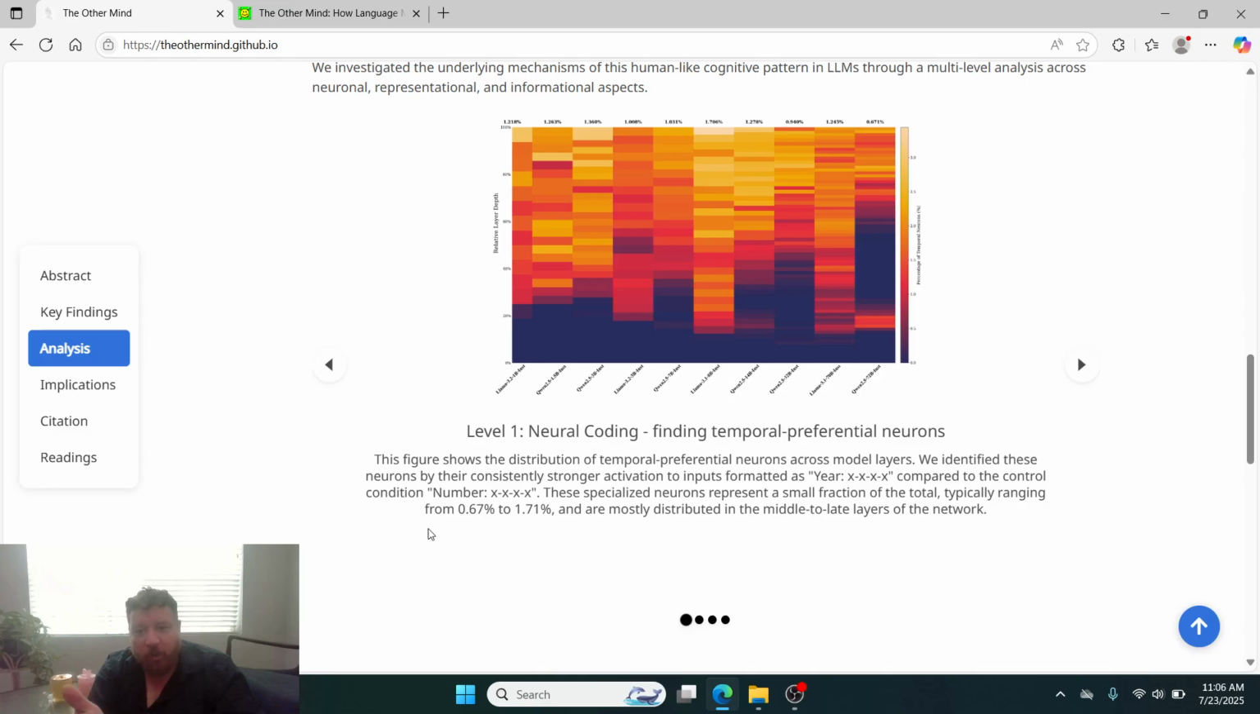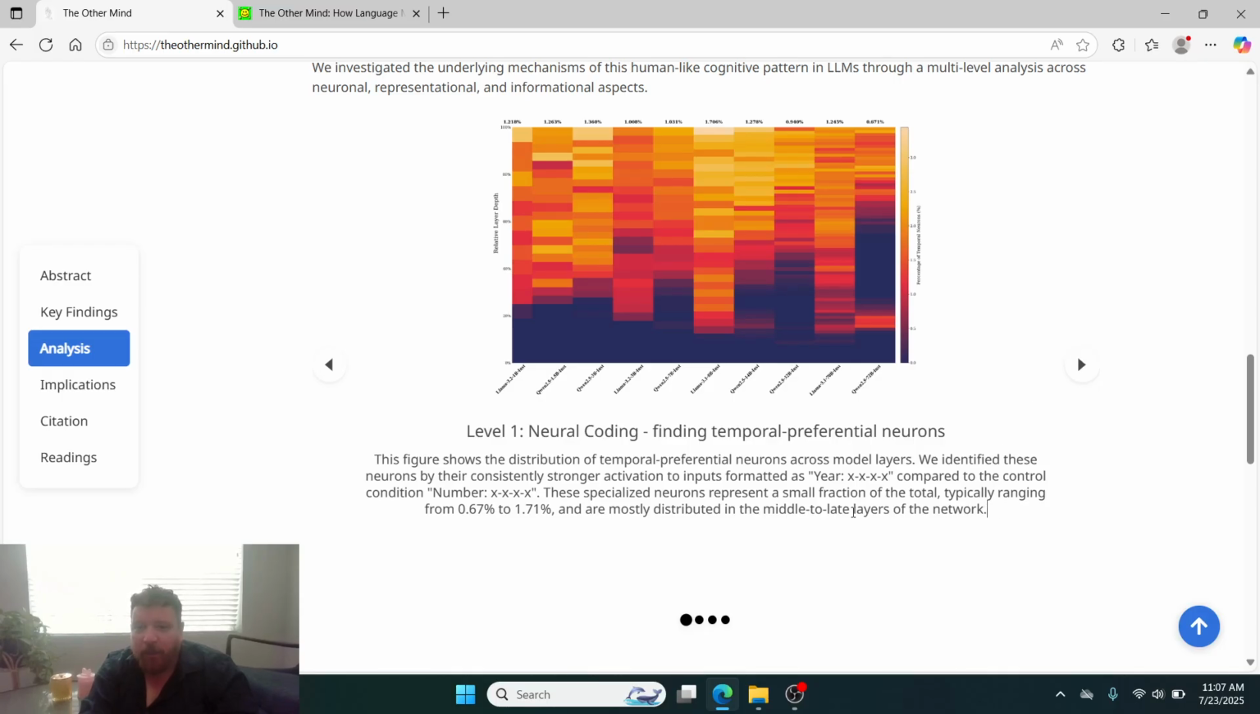Level 1 is neural coding, finding temporal preferential neurons. This figure shows the distribution of temporal preferential neurons across layers. We identified these neurons by their consistently stronger activation to inputs formatted as year XXX compared to the control condition, number XXXX. These specialized neurons represent a small fraction of the total, typically ranging from about 0.67% to almost 2%, and are mostly distributed into the middle to late layers of the network.